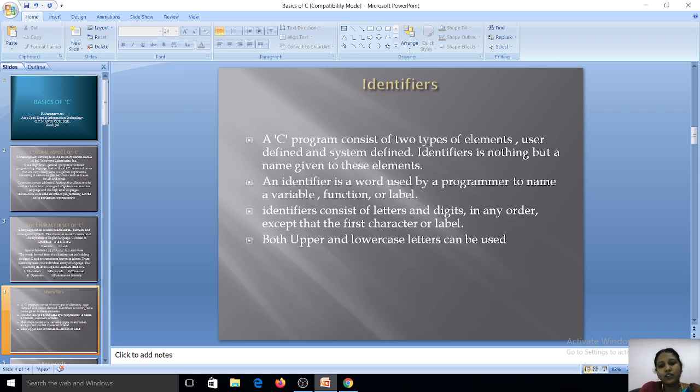It can be used in declaring a function, or in declaring a variable, or in declaring a label. Overall, an identifier is a user defined variable name, function name and also a label. Identifiers consist of letters and digits in any order, except that the first character must be a letter. In an identifier we can use both letters and digits, but the word must begin with a letter, and it supports both uppercase and lowercase letters.